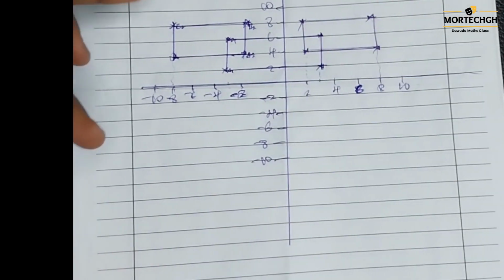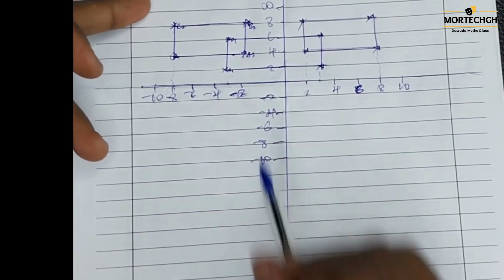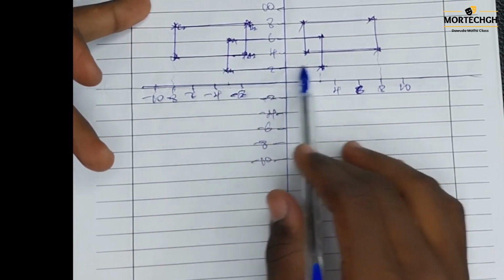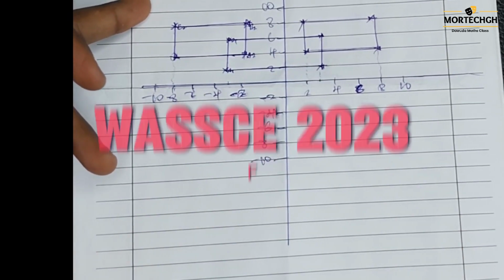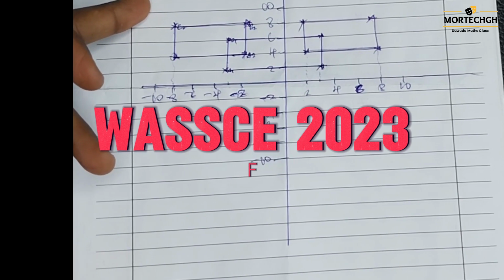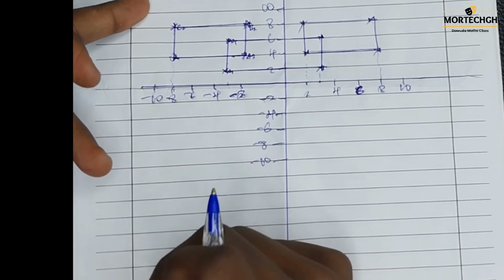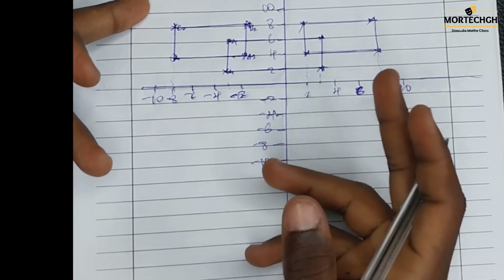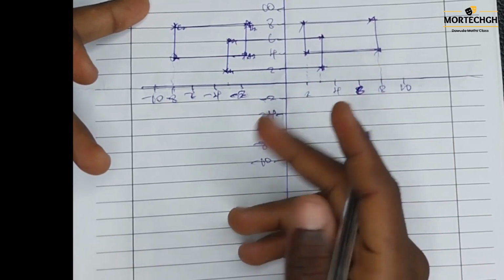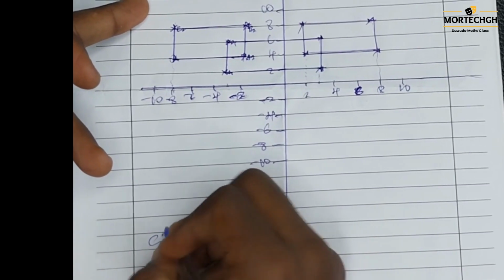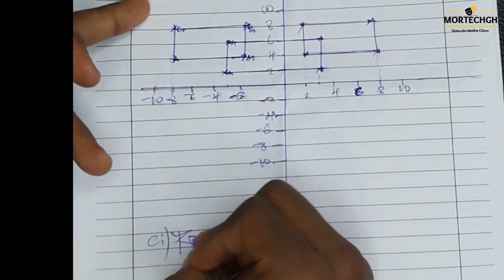Right. So we have 3 rectangles, right? These 3 rectangles form the shapes. And the last question is CI. What type of quadrilateral is ABCD? A quadrilateral is a 4-sided figure. So what type of quadrilateral is formed? This is a rectangle. And that is CI, a rectangle.